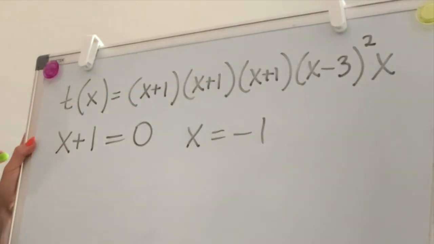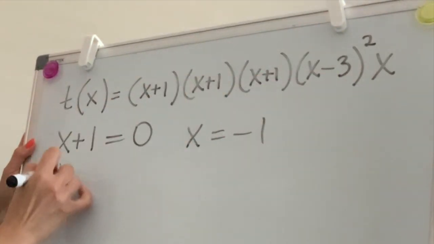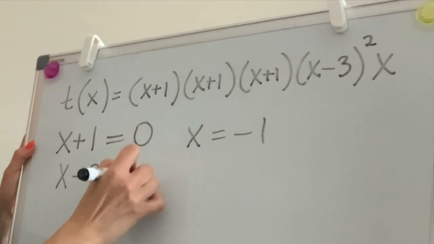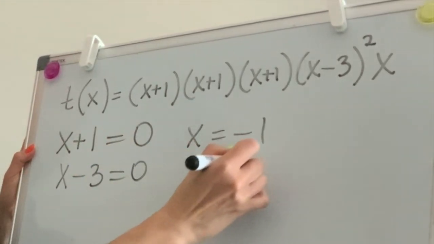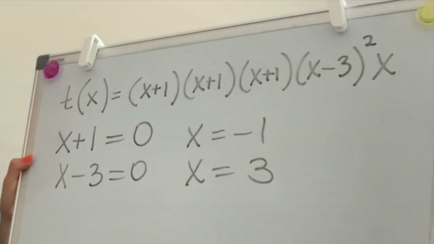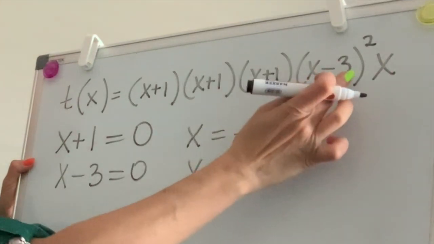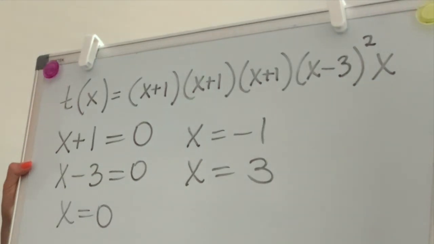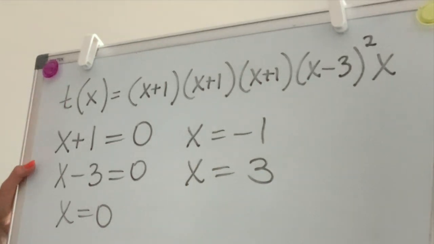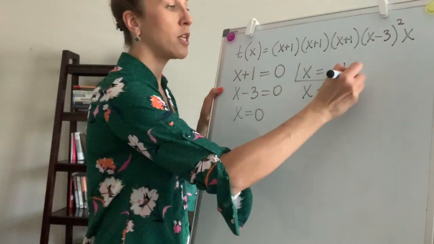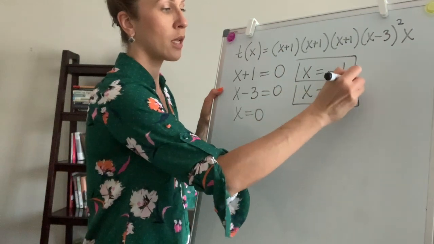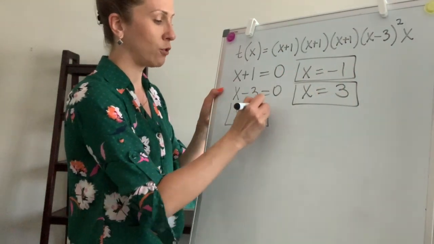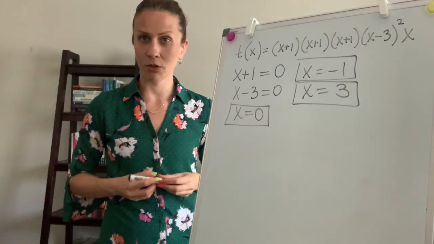So then I'm going to take the next factor, which is x minus 3, and I'm going to make that equal to 0. If x minus 3 is equal to 0, that means x is equal to positive 3, and that's our second 0. Finally, I'm going to take the last factor, which is x, and make that equal to 0. Well, this one does not require any solving. It's done. X is equal to 0 is the 0 of our polynomial function t of x. So we have 3 different zeros. And now what's left to do is to find the multiplicity of these zeros.